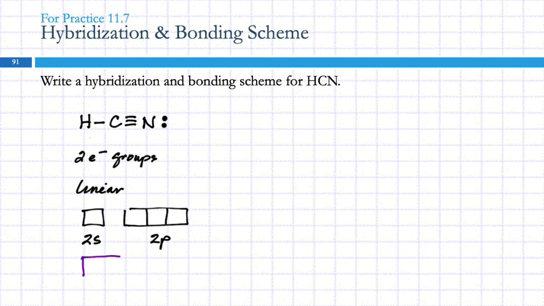So we're going to take one from the p, and then there's going to be 2 p's that are left over. And so this will be called sp. And carbon has 4 valence electrons. In the unhybridized orbitals, it's going to look like that. In the hybridized orbitals, they're going to spread out.